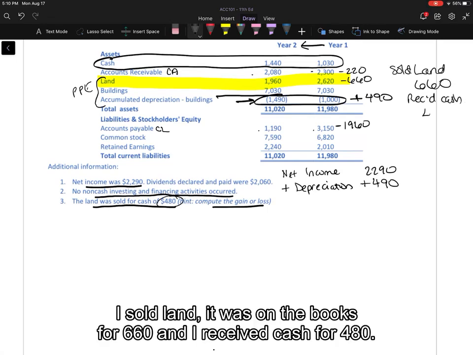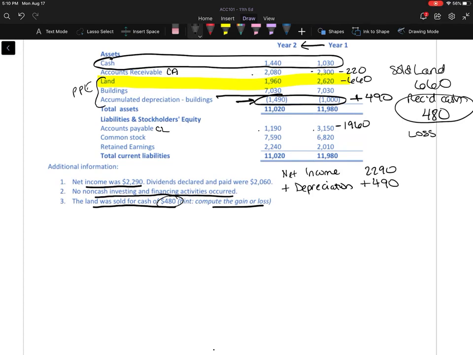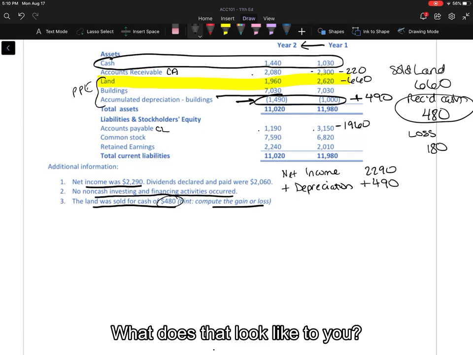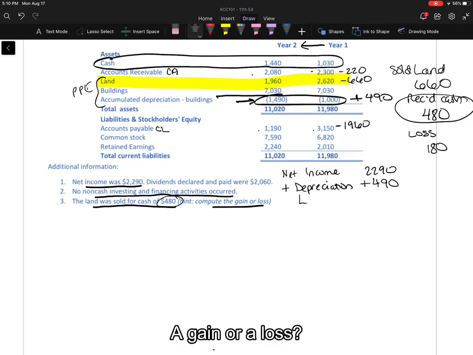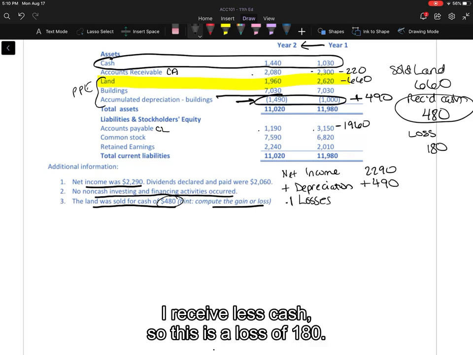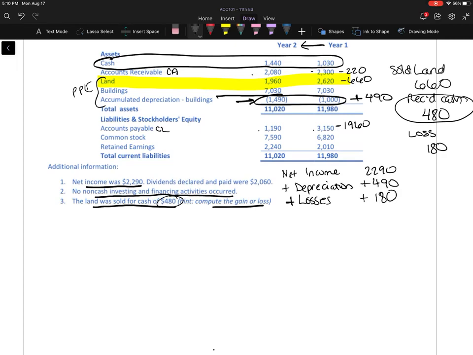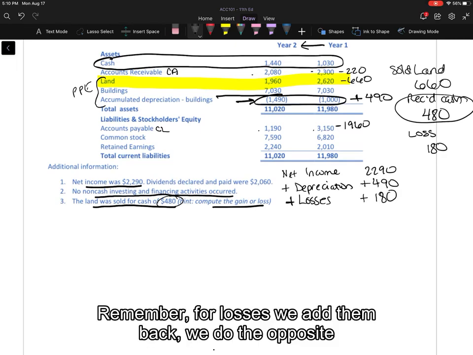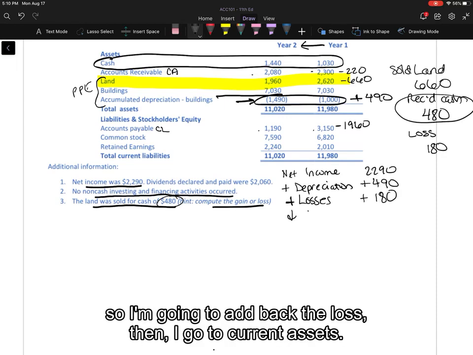So I sold land that was on the books for $660 and I received cash for $480. So what does that look like to you? A gain or a loss? I received less cash, so this is a loss, okay, of $180. So remember, for losses, we add them back. We do the opposite. So I'm going to add back the loss.